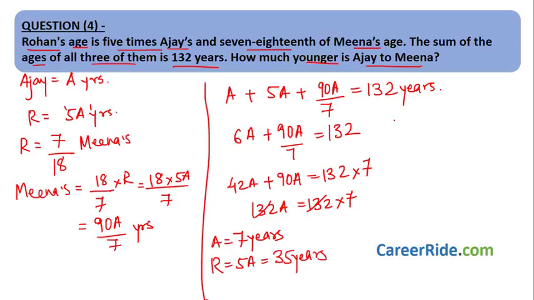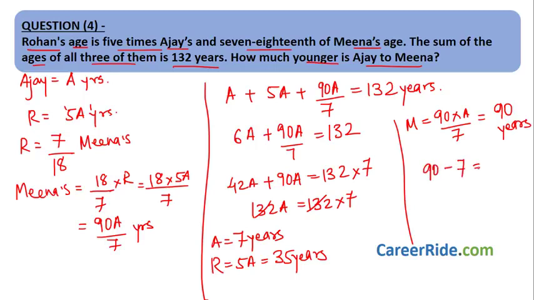And Meena's age is nothing but 90 into a upon 7, that is 90 into 7 divided by 7, which is nothing but 90 years. So how much younger is Ajay to Meena? 90 years minus 7 years, that would be 90 minus 7, 83 years. So Ajay is 83 years younger to Meena, right?